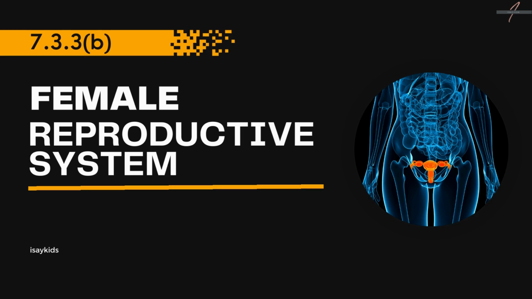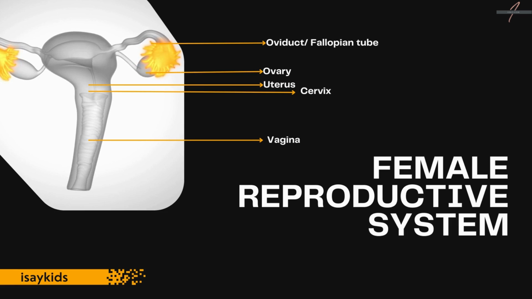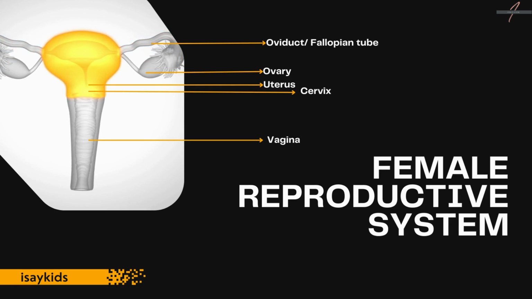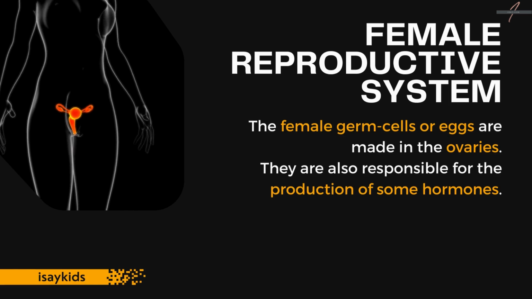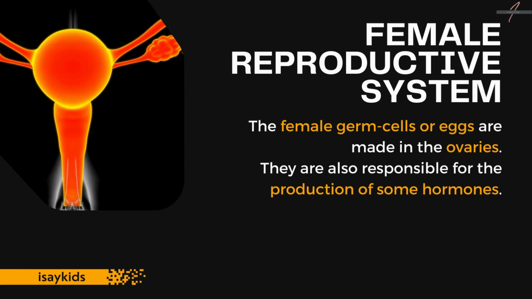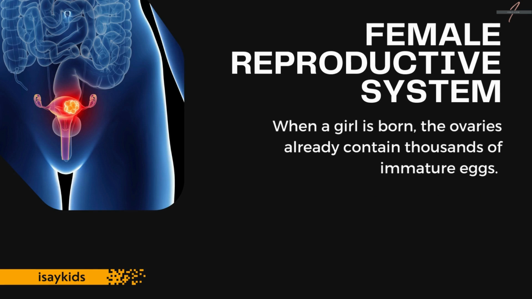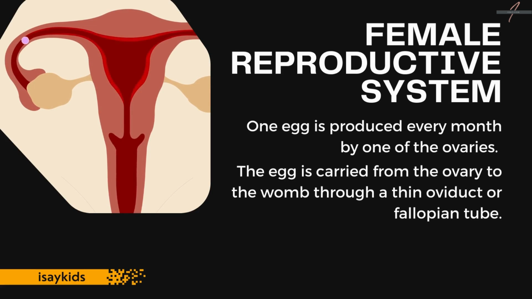Now let's get to know the female reproductive system. Here are the various organs in the female reproductive system. We have the oviduct or fallopian tubes, uterus, cervix, vagina, and the ovaries. The female germ cells or eggs are made in the ovaries. They are also responsible for the production of some hormones. When a girl is born, the ovaries already contain thousands of immature eggs. On reaching puberty, some of these start maturing. One egg is produced every month by one of the ovaries.